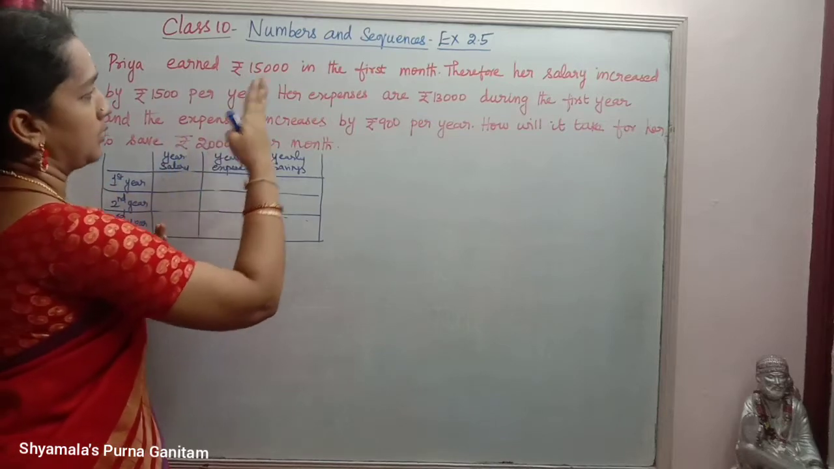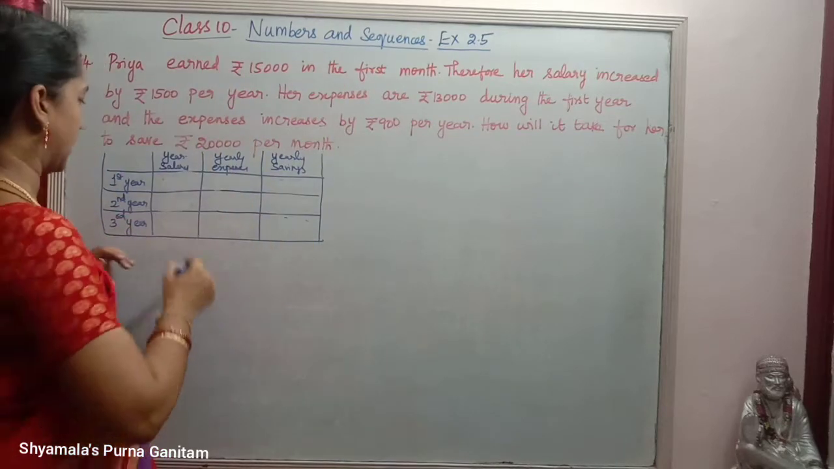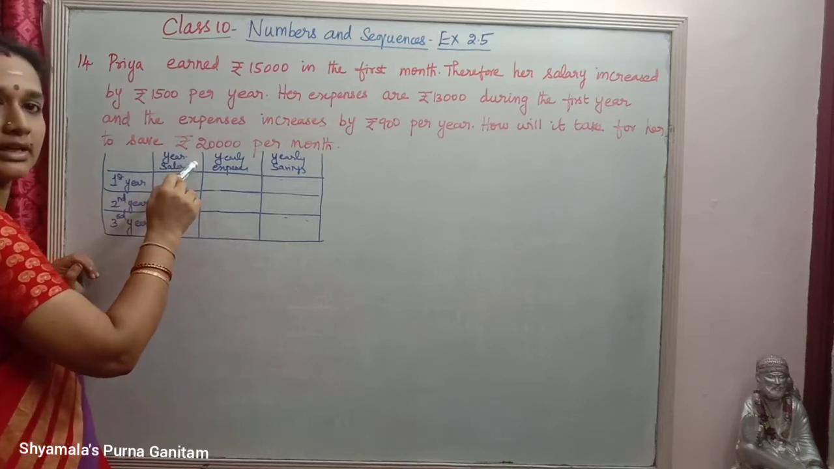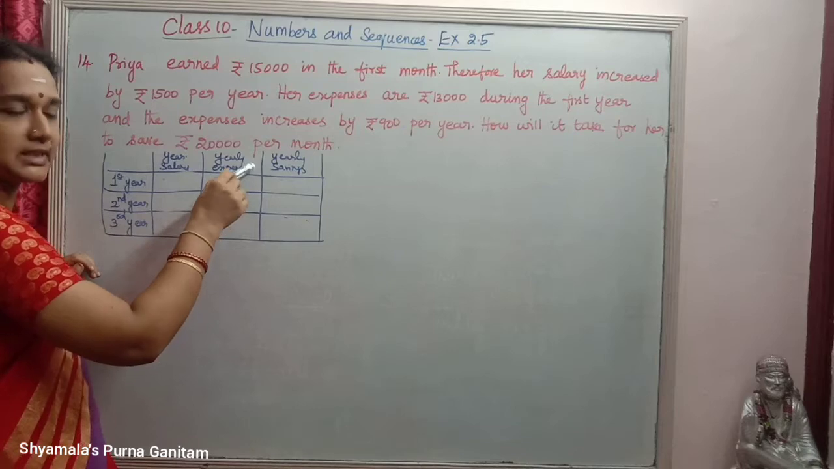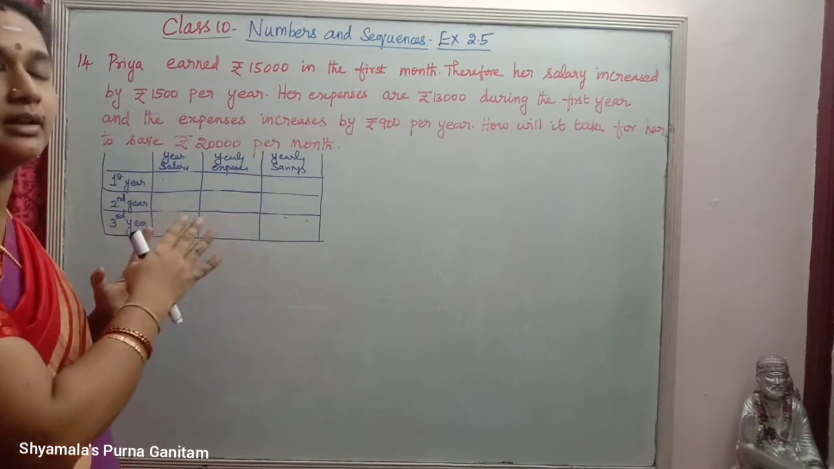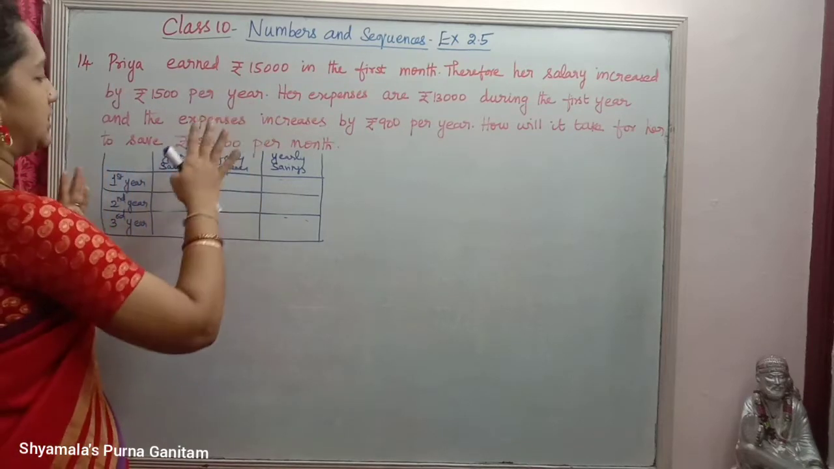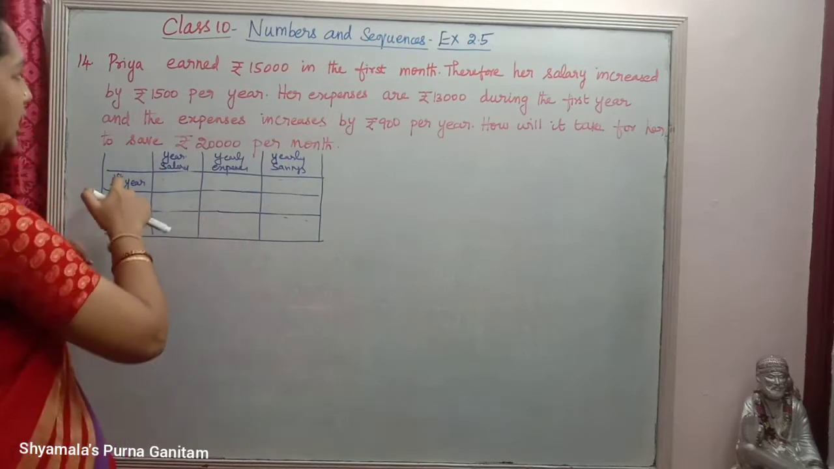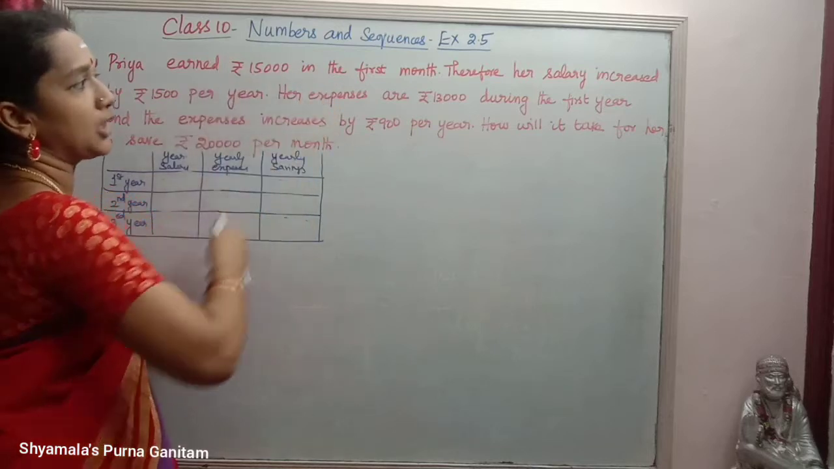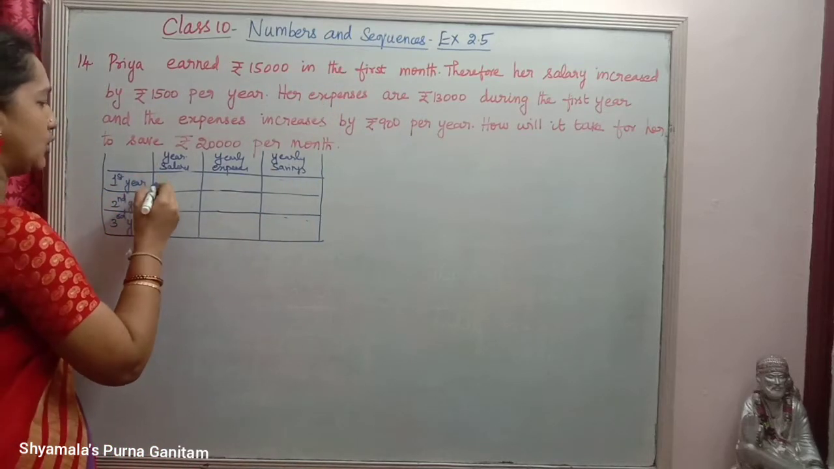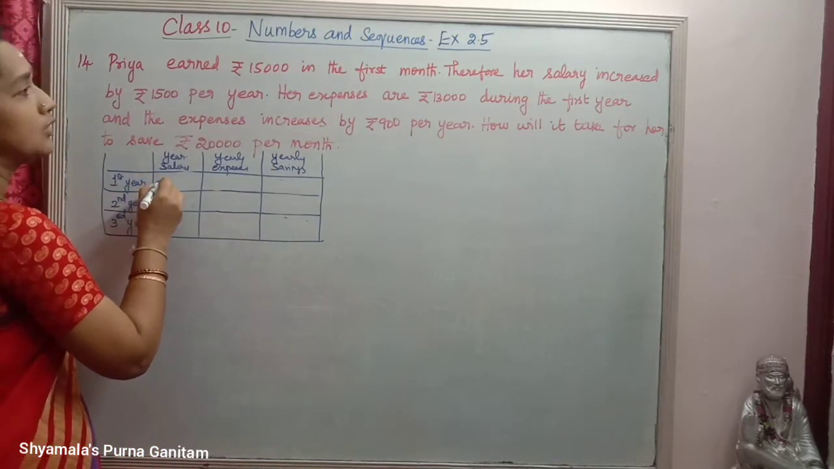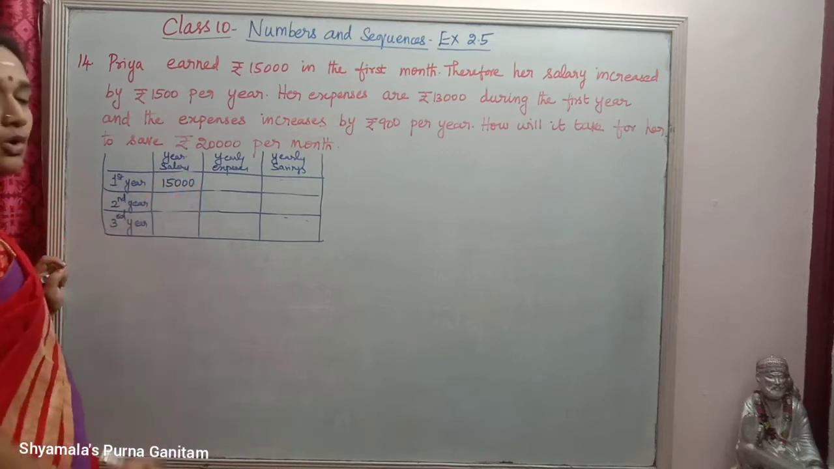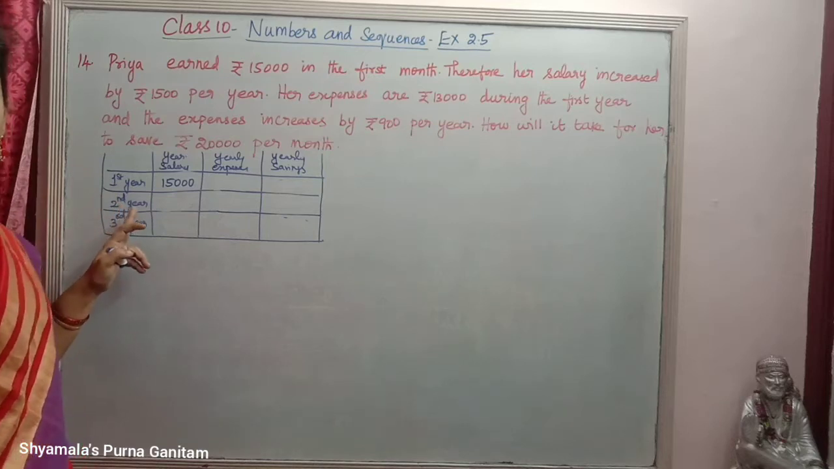We can put the given thing in a tabular column like this. First year, second year, third year, like that we can put. And then yearly salary, yearly expenses and yearly savings. So we can write all the given thing in a tabular column like this. Okay, first year, Priya earned 15,000 in the first month. So, first month is 15,000.